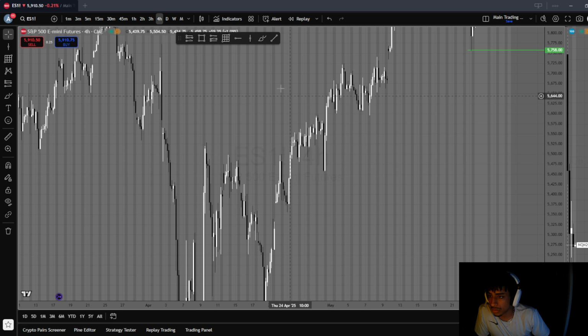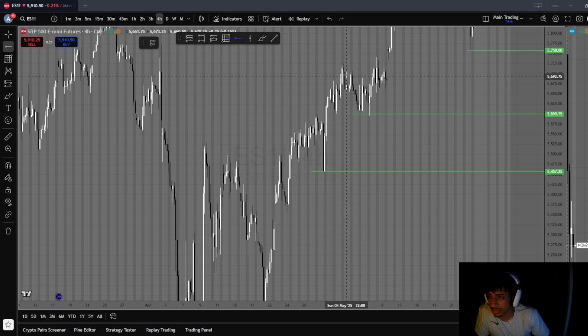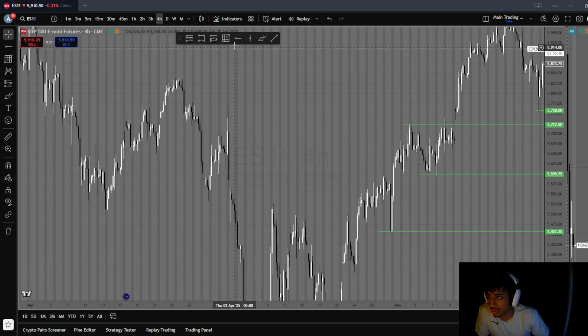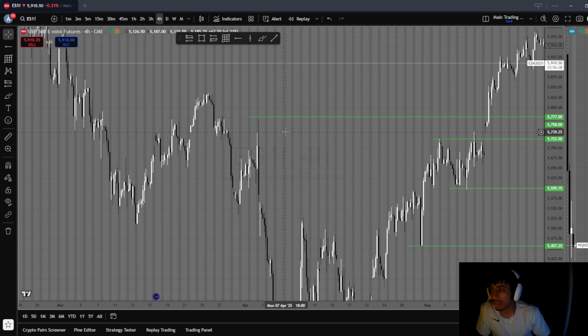Let's go ahead and point out. So once again, this is a strong draw on liquidity. This high is a strong draw on liquidity. Now we'll get into something else.